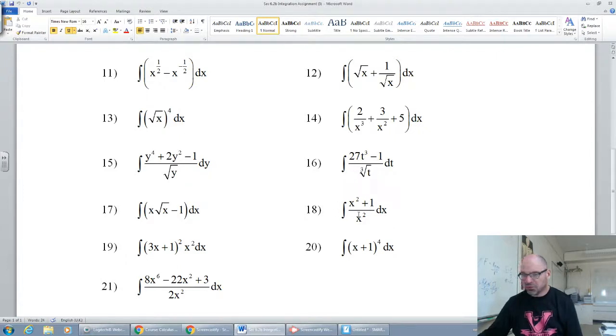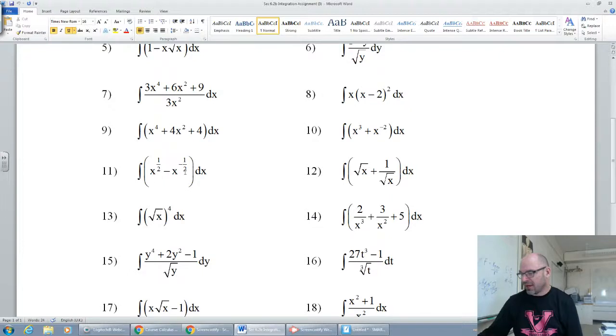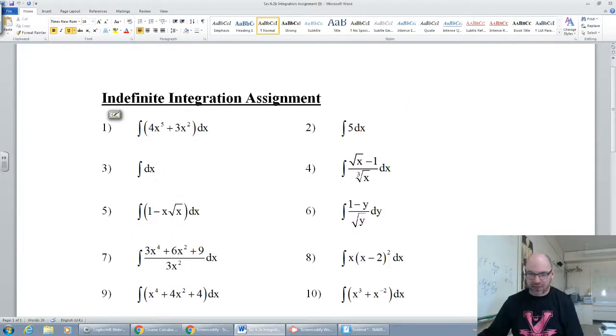So maybe we should do not all 21 of these, but try a few, and the answers will be provided as well. So do like every third one or so, or every second one, and do a few practices. Okay, and after this, we'll get into some of the sub rules that come with integration next. Okay, see you tomorrow.